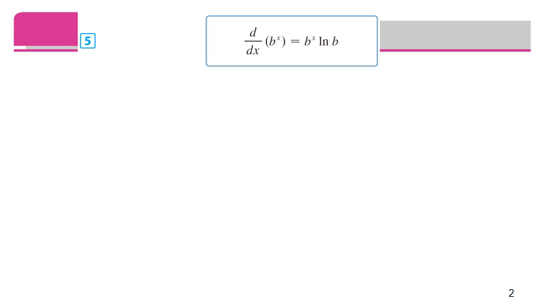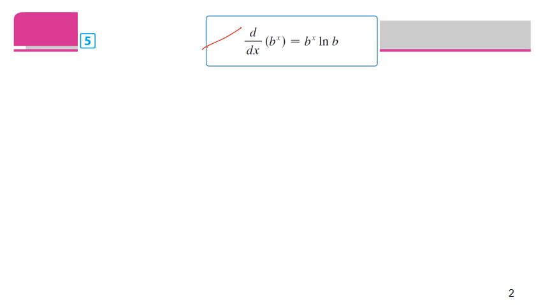Before we proceed with more examples on chain rule, there's this other rule that we need to have an example on, and that is this one: the derivative of a constant raised to a certain variable. So this is quite easy.